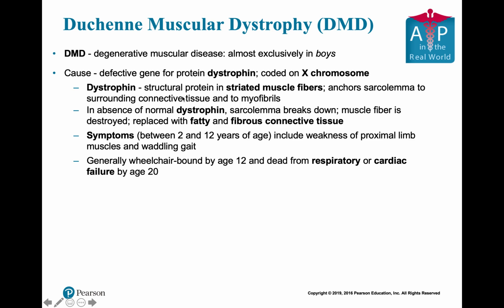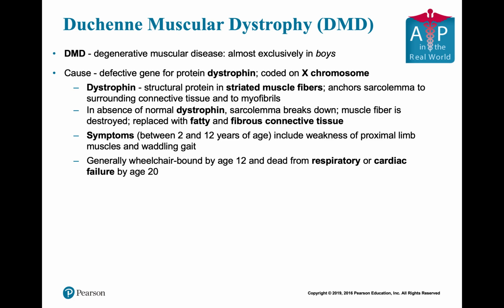What is dystrophin? It's actually a structural protein in striated muscle cells. Striated meaning cardiac muscle and skeletal muscle. Those are the tissues that are going to be affected here. And this dystrophin protein actually anchors the sarcolemma, which is the plasma membrane of muscle cells, to the surrounding connective tissue and to myofibrils. All right, so this protein anchors the plasma membrane of skeletal muscle cells and cardiac muscle cells to the surrounding connective tissue and to myofibrils.